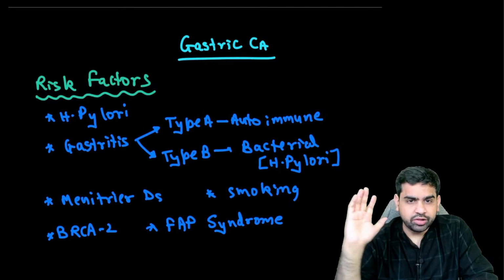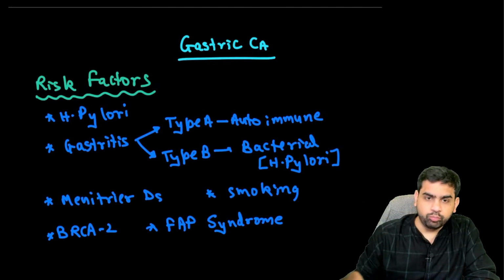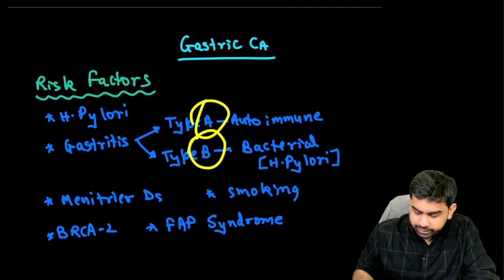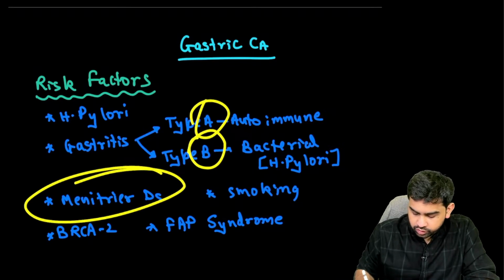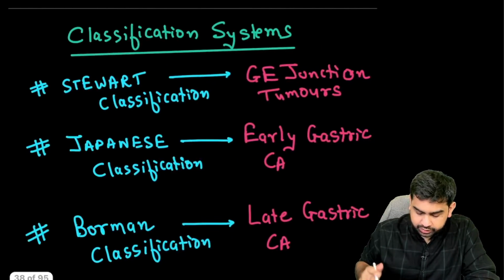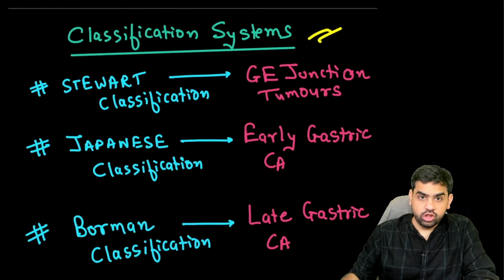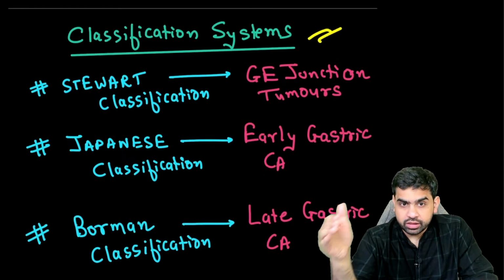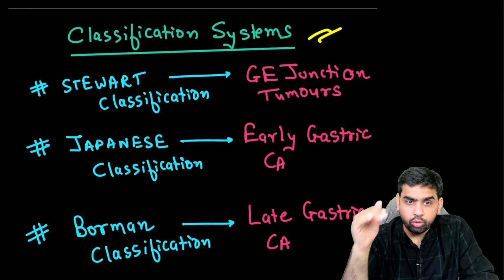Now, gastric ulcer: like we talked about the type A and type B gastric ulcers and everything. Menetrier's disease is again one of the risk factors. FAP, BRCA, all those particular things are there. Now let's talk about the classification systems. We have the Siewert classification, the Japanese classification, and the Borrmann classification.